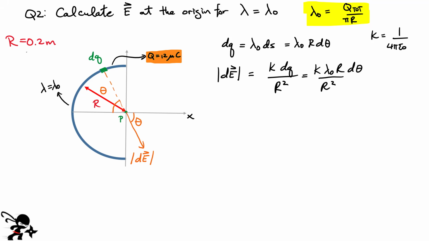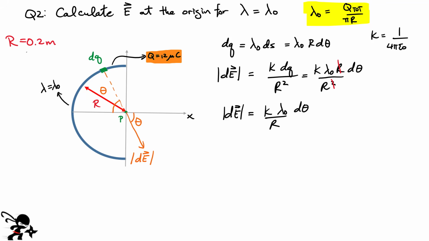Now you can simplify this expression a little bit. I can cancel out an r here and this one here, and I can clean this up a little bit. So at the end, the magnitude of the electric field produced by one little segment, dq, is k lambda 0 d theta over r. Okay, now I'm not done, because now I have to integrate. I have to integrate all of the angles.